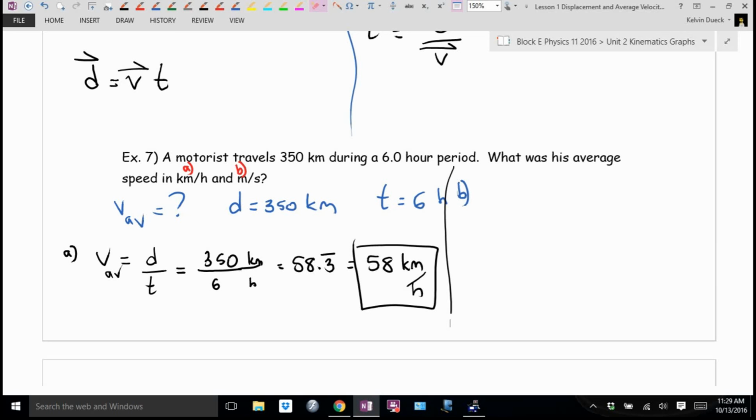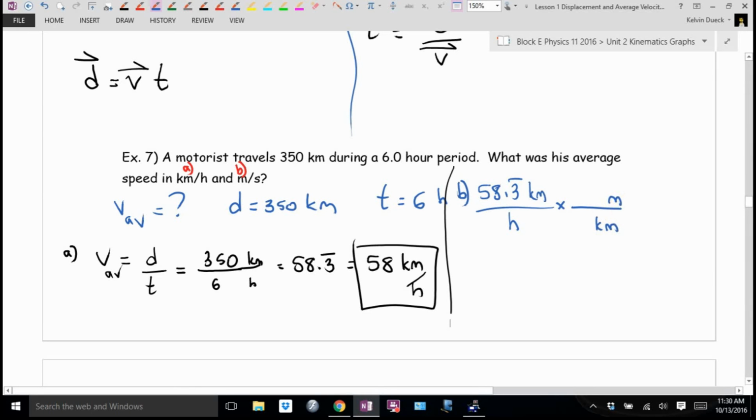How did I start every single unit conversion always? What was the first thing I always did? Write down what they gave me. Absolutely. So I'm going to write down 58.3 repeating kilometers per hour. I'm going to times. I'm going to do a fraction bar. It's going to go in this fraction bar then, on the top or on the bottom? Bottom. And I can put meters right there. What can I replace that there kilo with?